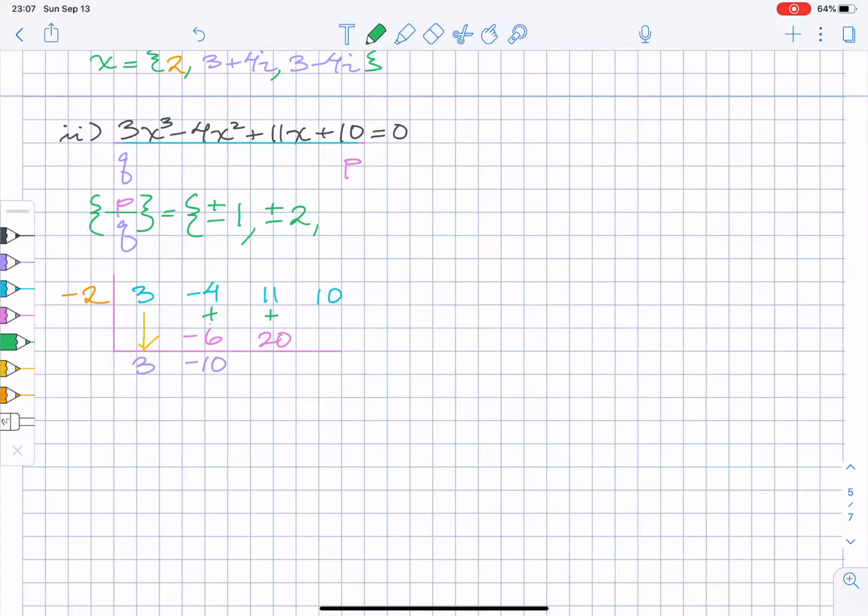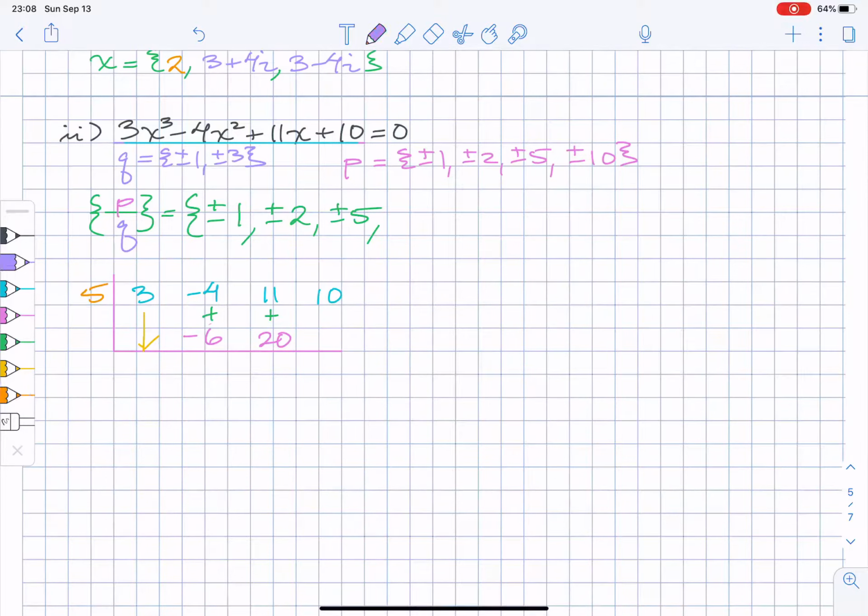Let's try 5, because a factor of 10 is 5, right? So all factors of 10 will be plus or minus 1, 2, 5, and 10. So I've done 1, 2, and 5. The factors of q are plus or minus 1 and plus or minus 3. I'm not dividing by 3 just yet. I want to see if we can get an integer in here. Let's see if 5 will work.